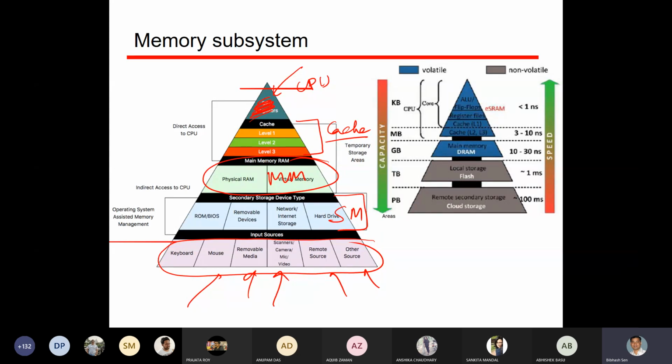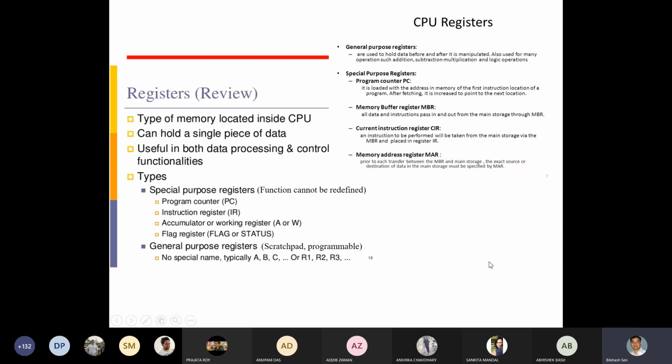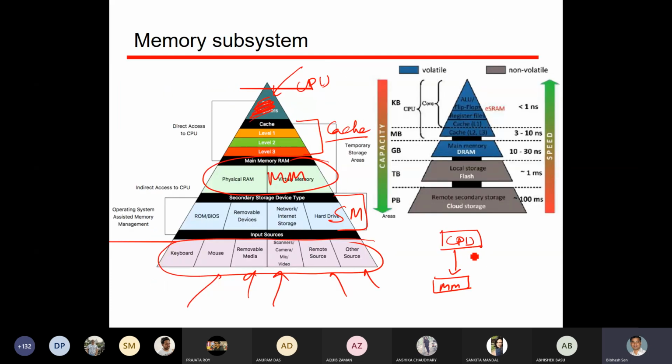Now, if you notice it clearly, I told in the last class that the CPU is never connected with the SM. The CPU is connected with this part. So since it is not connected, you will find there is a cache memory, and the cache memory is connected to the main memory, and the main memory is connected to the rest of the memory. Is it clear? So you will find that the CPU is accessing cache and main memory.